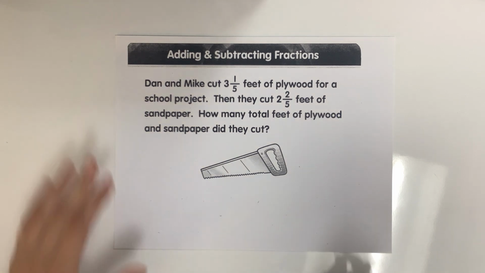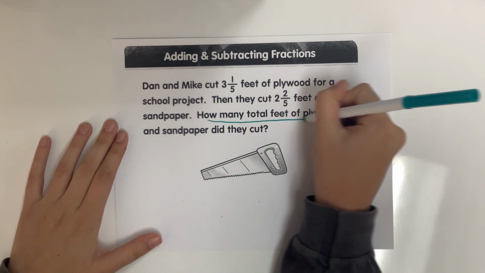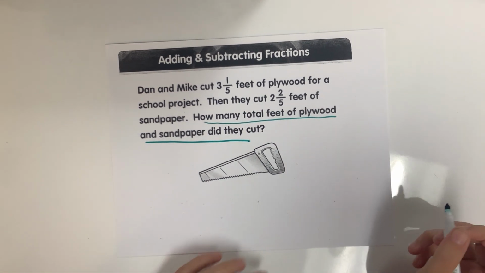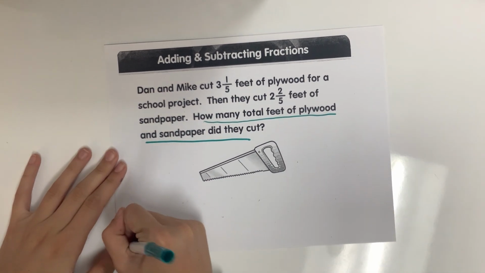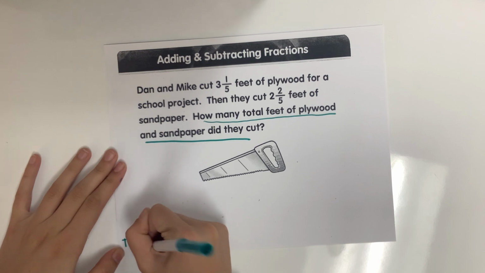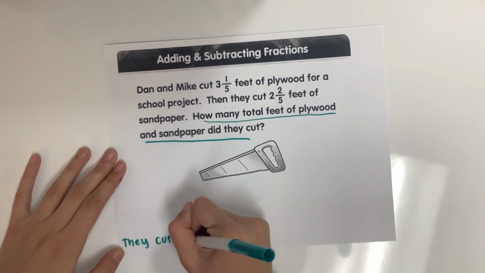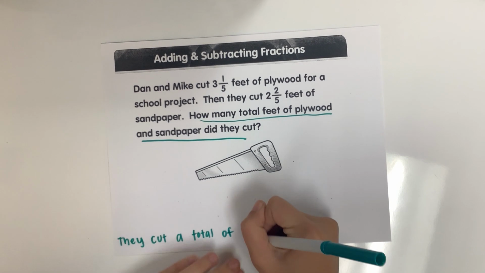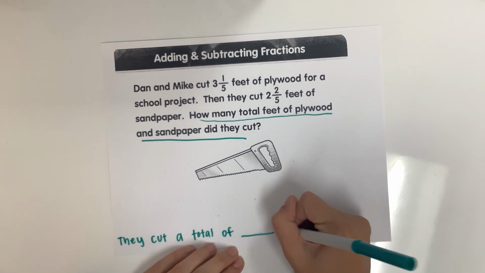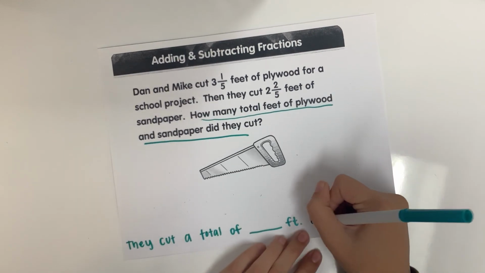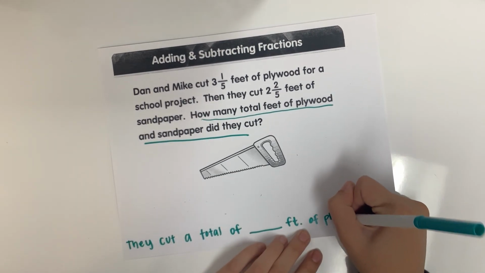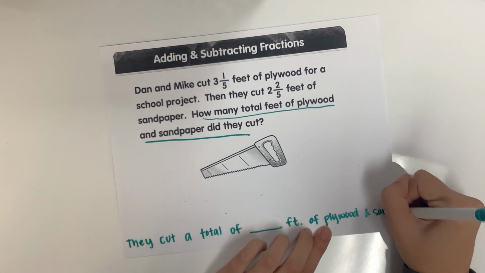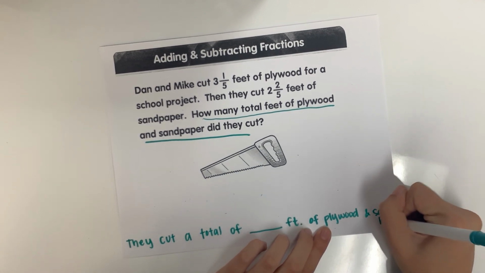Okay, I'm going to reread the question and write a solution statement. How many total feet of plywood and sandpaper did they cut? They cut a total of blank feet of plywood and sandpaper. Oh, I'm running out of room.